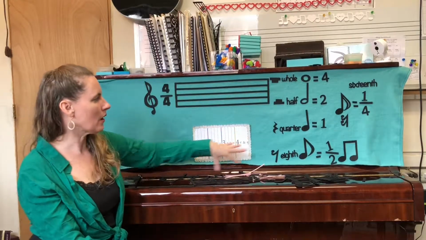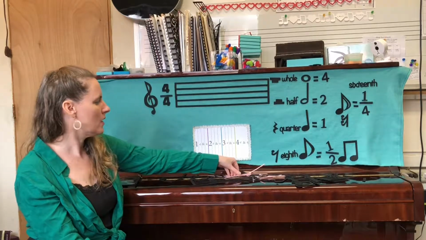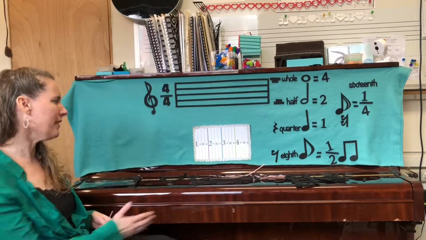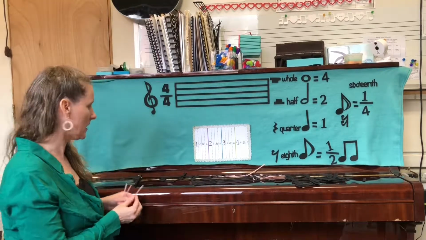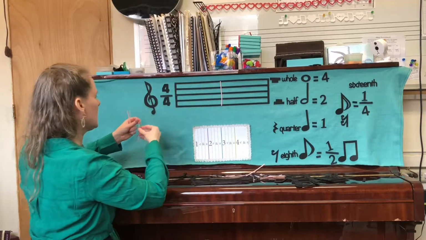So you can see underneath here I have a picture of a big cake, a big rectangular cake. So we're going to imagine that our measure is a cake. And this cake is already cut into 4 pieces. So let's go ahead and cut our measure into 4 equal pieces.